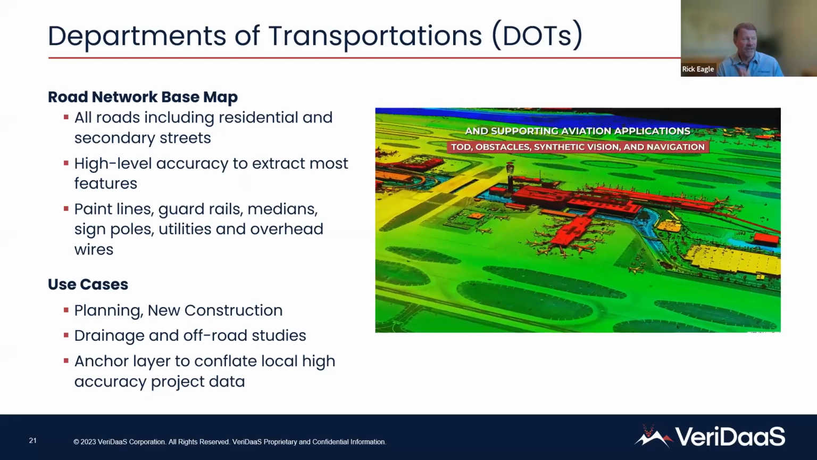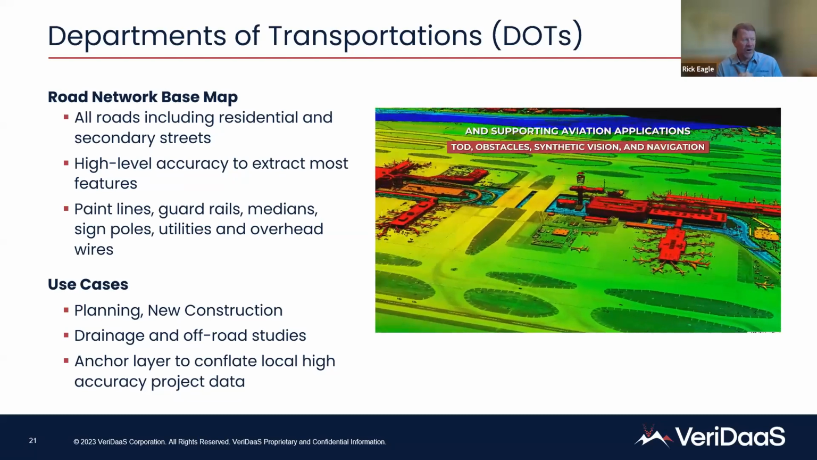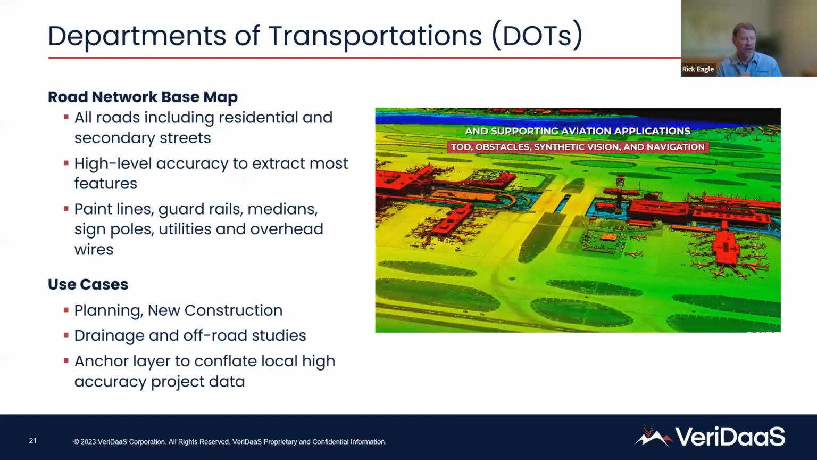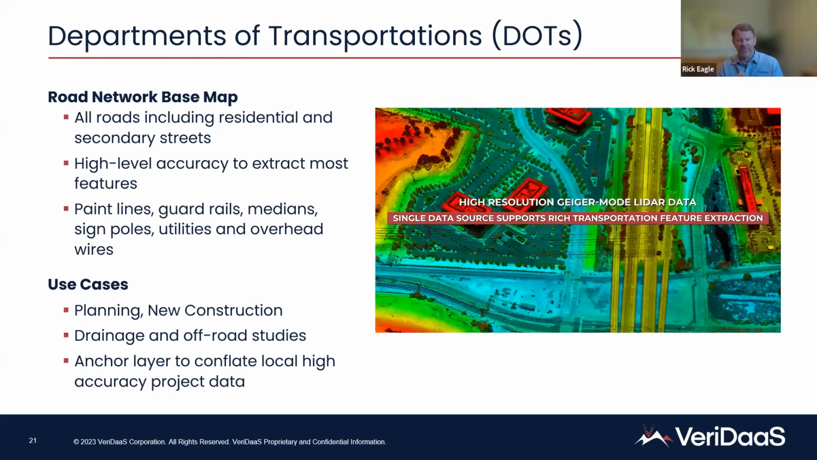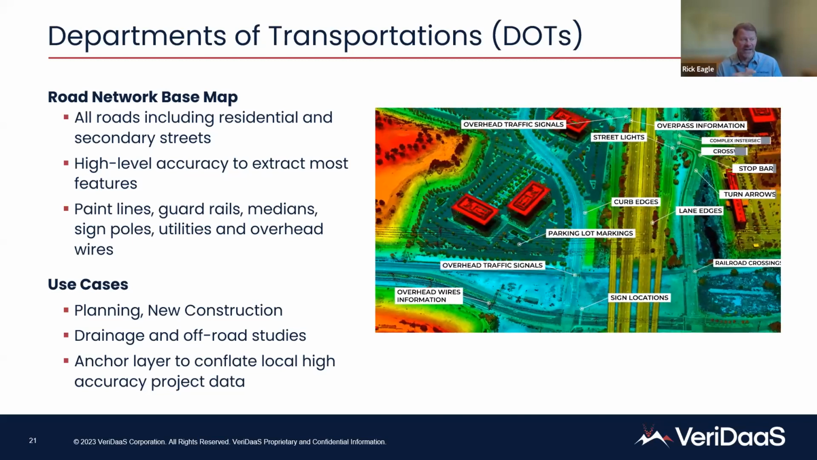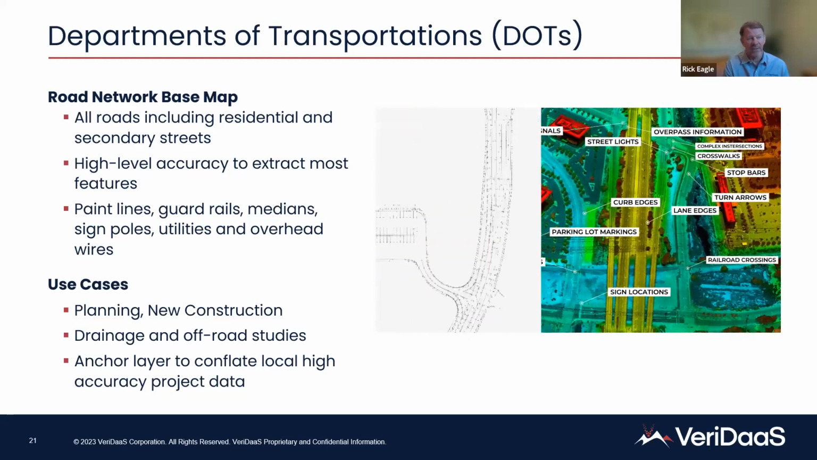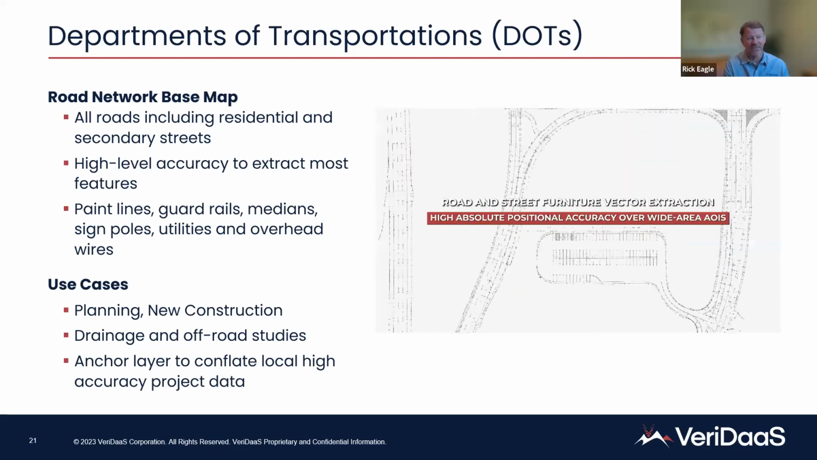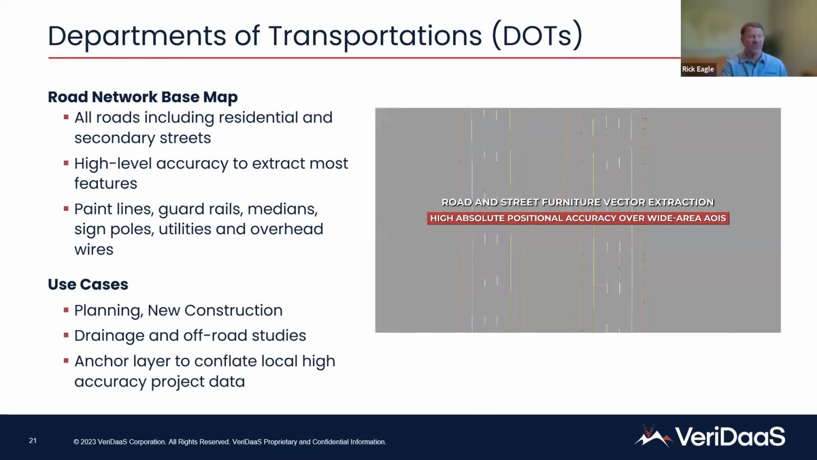There are all sorts of things that we've been able to extract from the data, from paint lines, guardrails, medians, signposts. Here you see an ETOD, or TOD, terrain obstacle detection example for airports. There's some funding in that area as well. So lots of different information can be pulled out of the data sets because of its high density, which provides more use cases for the data.